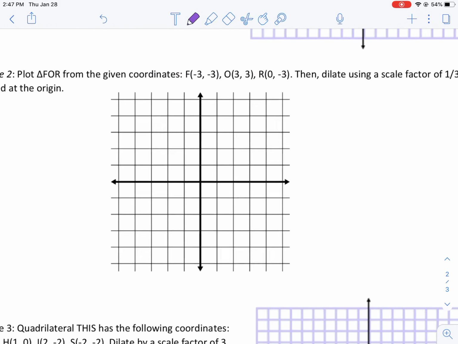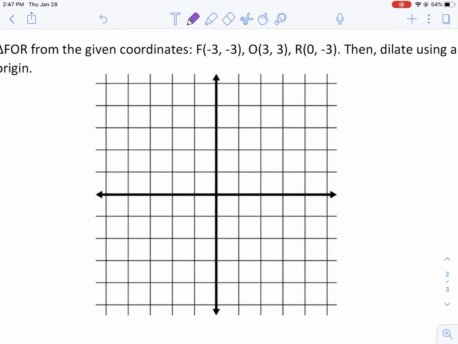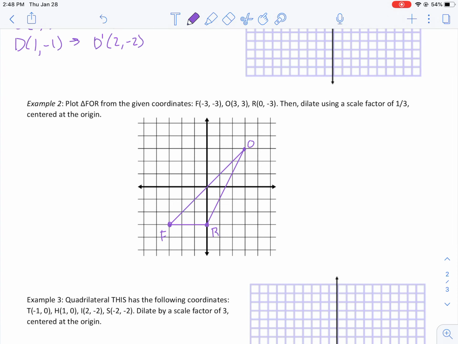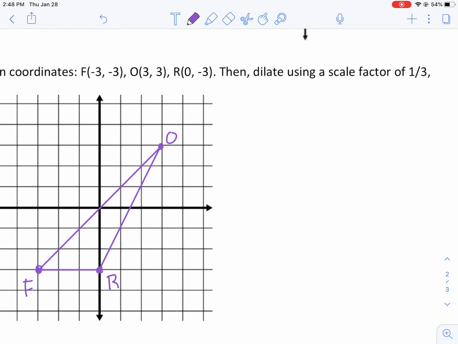All right, so let's do this one, triangle FOR. So F is at -3, -3. O is at 3, 3. And R is at 0, -3. Okay. Then it says dilate using a scale factor of 1/3. Okay, so this one's a little bit different, okay, because this one's actually a reduction, right? 1/3, it's going to be getting smaller.